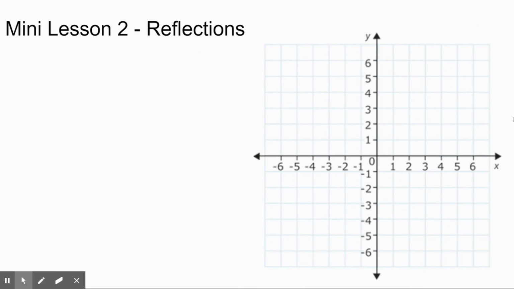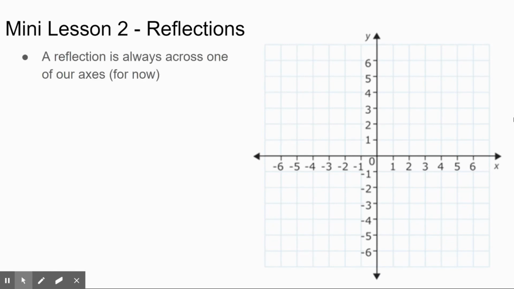So when we talk about reflections in a coordinate plane, if you think about what a reflection is in real life, it's basically the same thing. The only difference is that we are always going to reflect across one of our axes, so either across the x or the y axis. When you get further in math, you might do it across different things. Sometimes you can do it over a different line. Sometimes you can do it over an angle. There are a lot of different things you can do. But for right now, let's just focus on reflecting across an axis. If you think about in real life, if you look in a mirror, you see your reflection in the mirror.